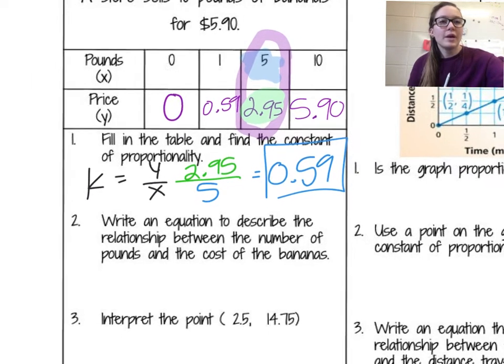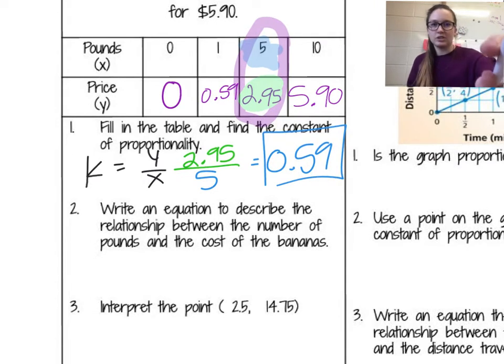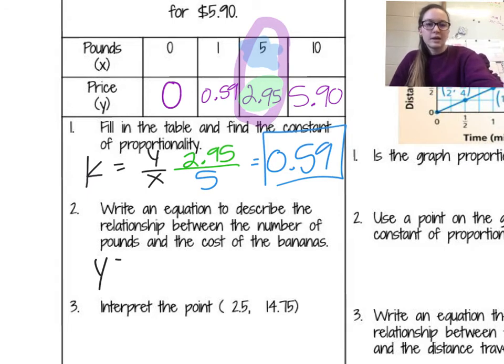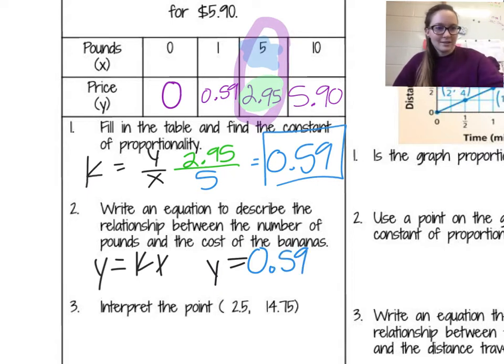So we're going to write an equation to represent that situation. So we're going to say y, my price, how much you're paying, is going to be that constant. So the price of bananas, y, equals my constant, 59 cents, times x, which represents the number of pounds of bananas. So if I take 59 cents times the pounds, that tells me, oh, it's going to cost this much, okay?